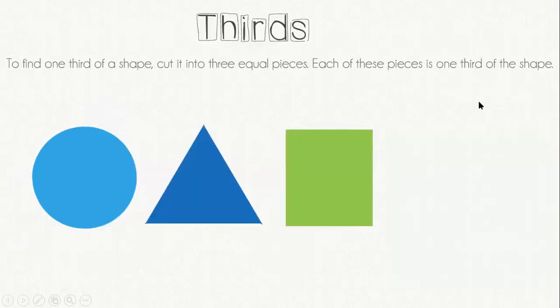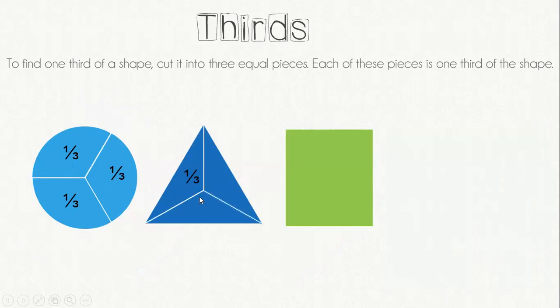Okay, let's look at thirds. So to find 1/3 of a shape, cut it into three equal pieces. Each of these pieces is 1/3 of a shape. So let's look at our circle. There is 1/3. Triangle, three equal pieces.